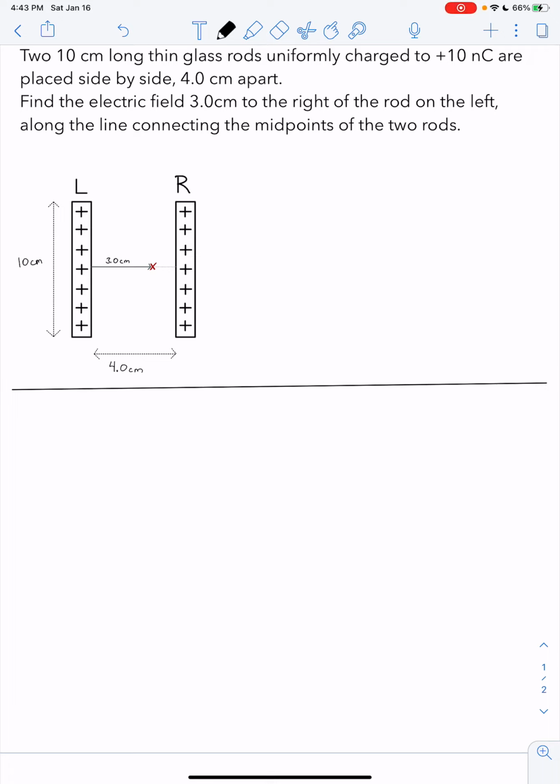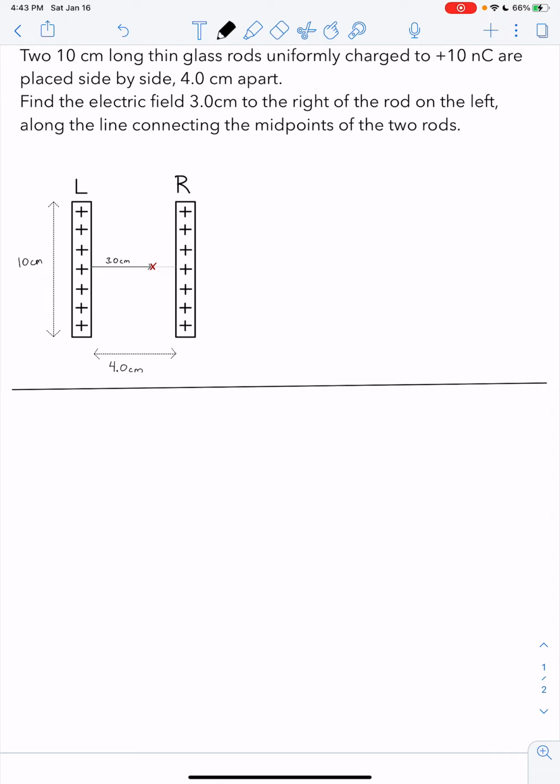In this question, we're going to look at the electric field that results from two long, thin glass rods that have been uniformly charged. It gives a value for the overall charge on each as 10 nanocoulombs, and they're placed side by side, 4 centimeters apart. It asks what the electric field is 3 centimeters to the right of the rod on the left, along the line connecting the midpoints of the two rods.